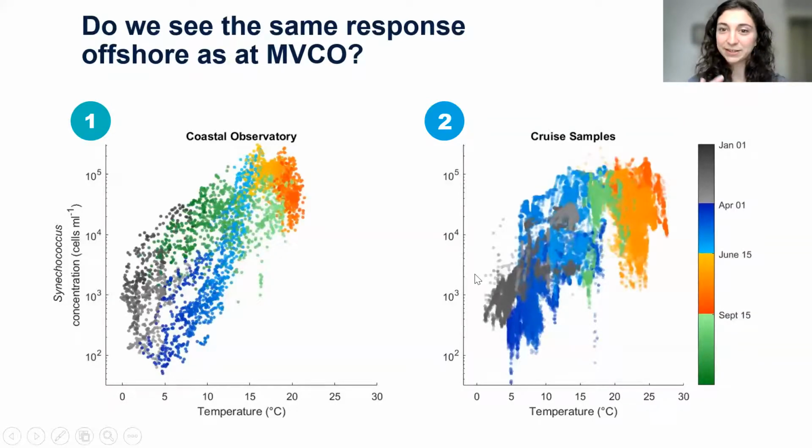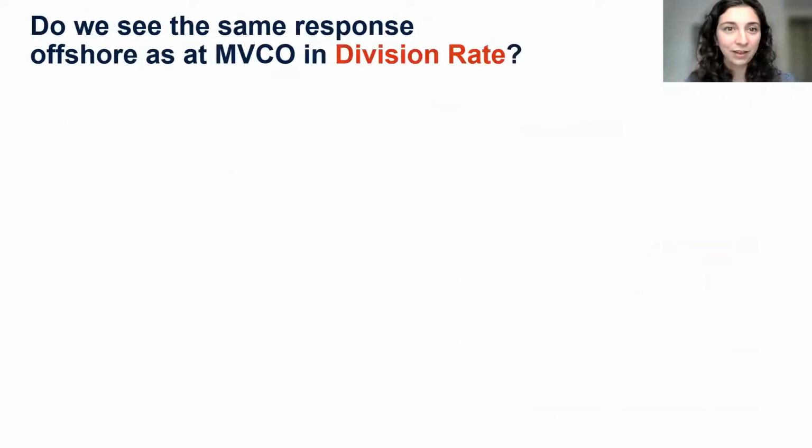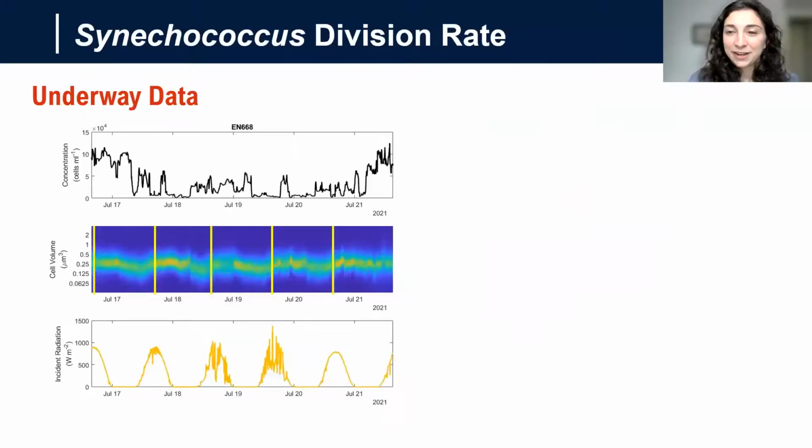And here's all that together. So this is including both seasonal variability and that spatial variability. Okay, now let's look at the division rate of the populations from the cruise data. And as a reminder, we needed those high resolution observations of the individual cells in order to get this for the coastal observatory. And we're going to do something similar for the cruise.